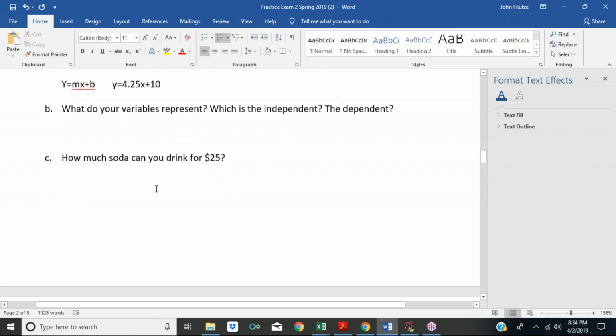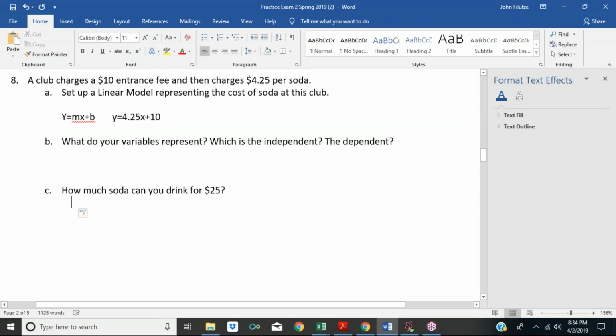And then how much soda could you drink for $25? Well, let's see. One soda is $14.25, right? Because it's $10 plus the $4.25. Two sodas is $4.25 more than that, so it's going to be $18.50. Three sodas is going to be $22.75. And four sodas is going to be more than $25. So it looks like you can buy 3 sodas. And that's just one way to do that. There's other ways.